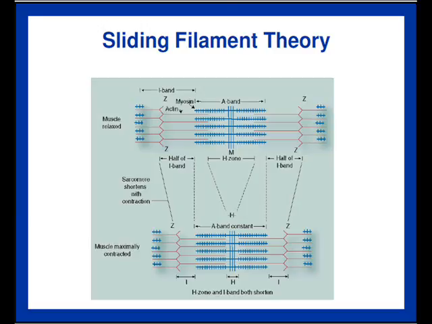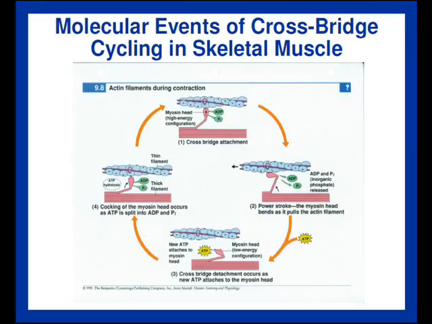Okay. In terms of the molecular events of the cross-bridge cycling in skeletal muscle, in terms of the actin filaments during contraction, there's our myosin head. We've just got one myosin head here, right? As you know, there are thousands of them. At this time, we've got ADP and inorganic phosphate nestled in that binding site. So we've got cross-bridge attachment. The power stroke, shortening, muscle contraction, ADP and inorganic phosphate are released. With the power stroke, the myosin head bends towards the actin filament.